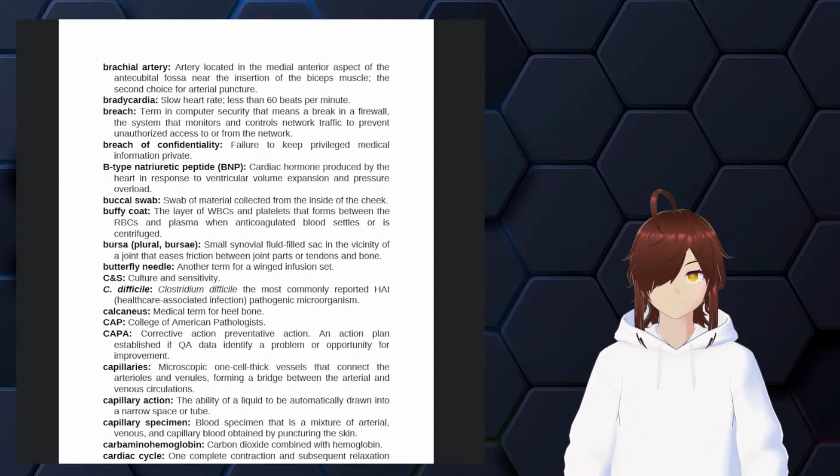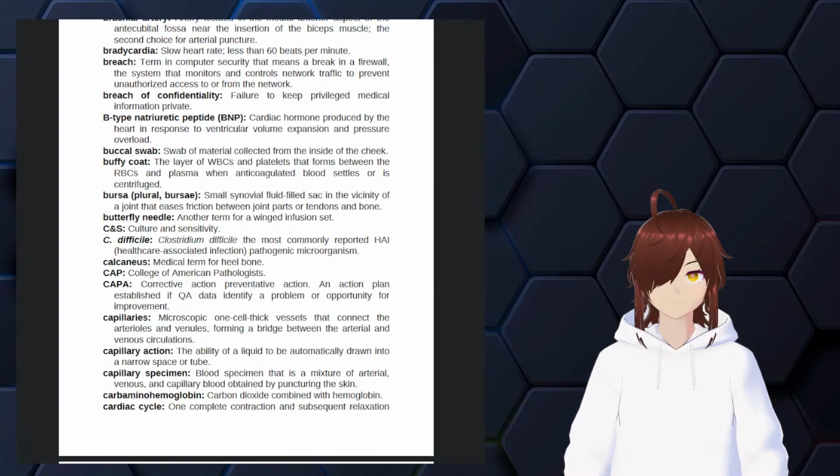Buffy coat: the layer of WBCs and platelets that forms between the RBCs and plasma when anticoagulated blood settles or is centrifuged. Bursa: small synovial fluid-filled sac in the vicinity of a joint that reduces friction between joint parts such as tendons and bones. Butterfly needle: another term for a winged infusion set. C and S: culture and sensitivity. C. difficile: Clostridium difficile, the most commonly reported healthcare-associated infection, a pathogenic microorganism. Calcaneus: medical term for heel bone.